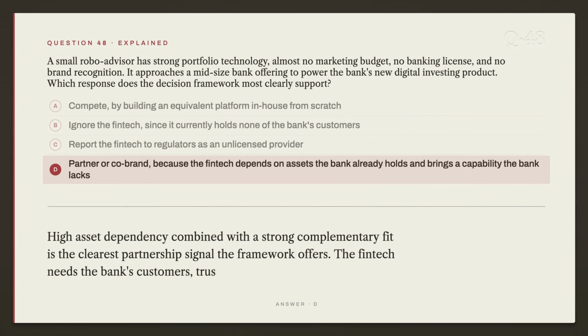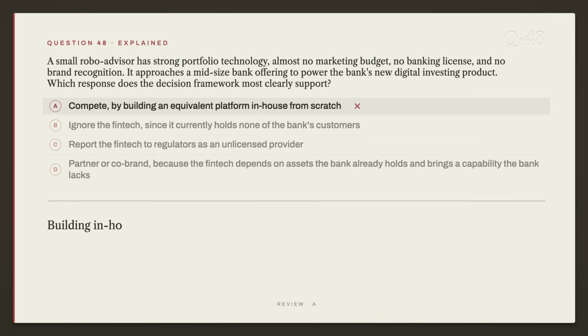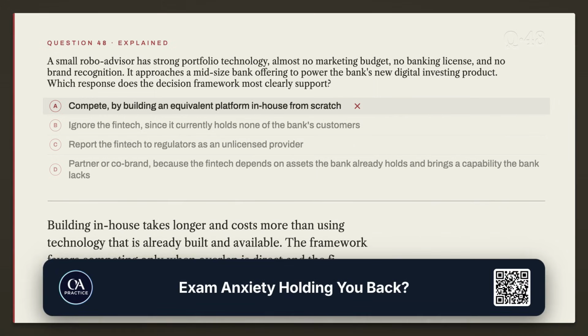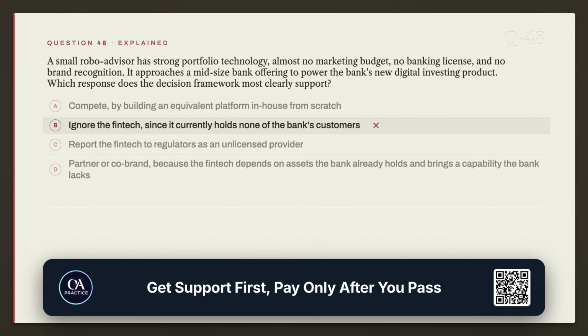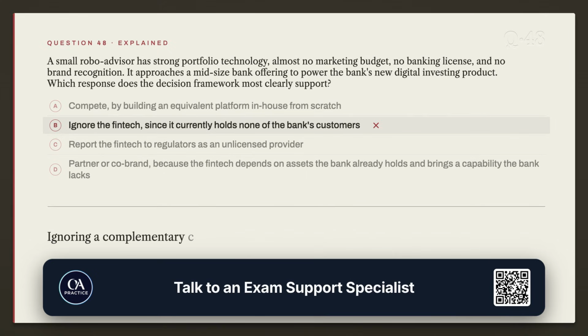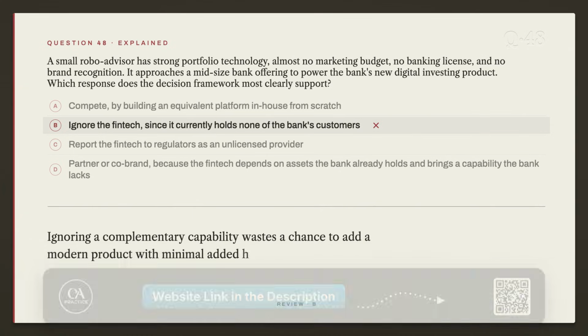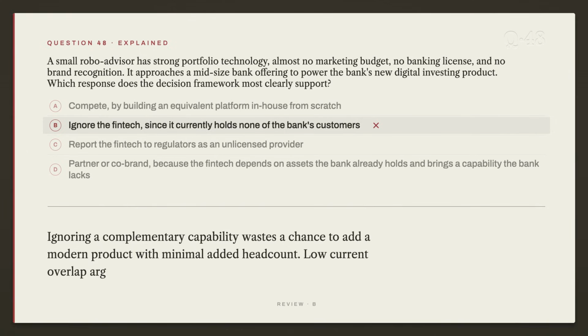Building from scratch would be slower and would duplicate something that already exists and works. A is wrong because building in-house takes longer and costs more than using technology that is already built and available. The framework favors competing only when overlap is direct and the fintech can scale without the bank's help. B is wrong because ignoring a complementary capability wastes a chance to add a modern product with minimal added headcount. Low current overlap argues for partnering, not for doing nothing.